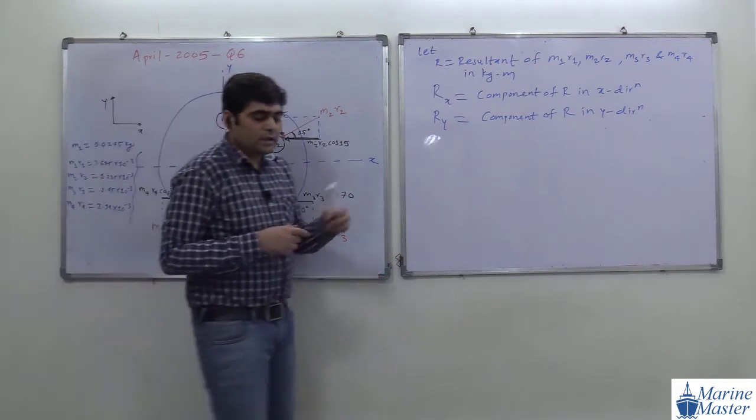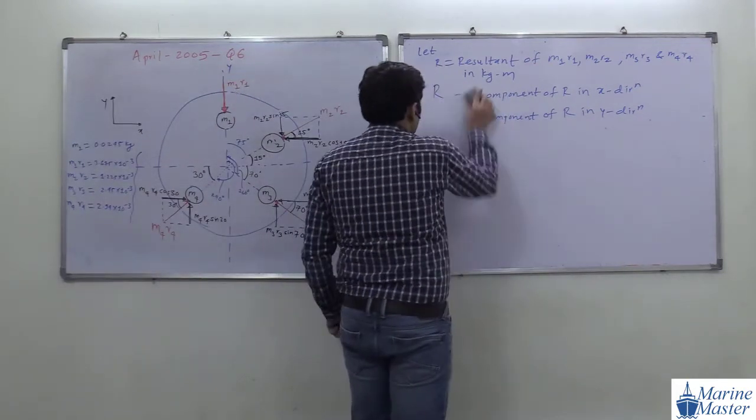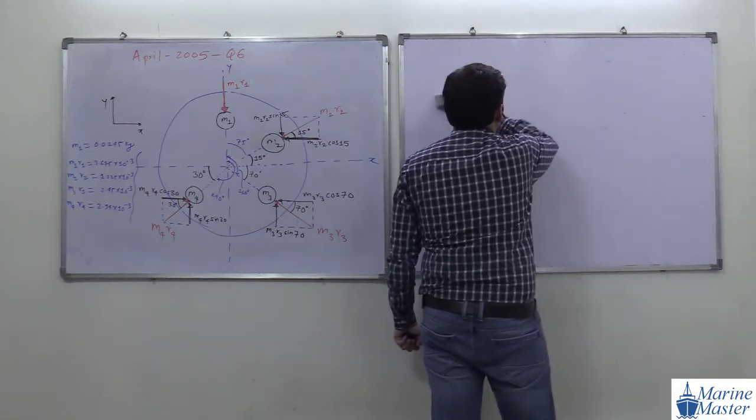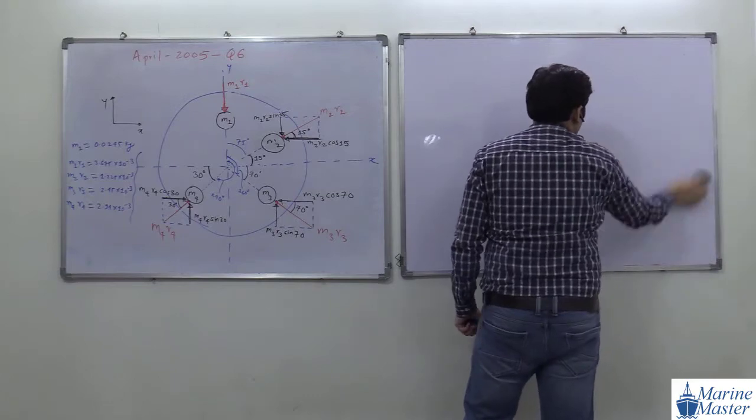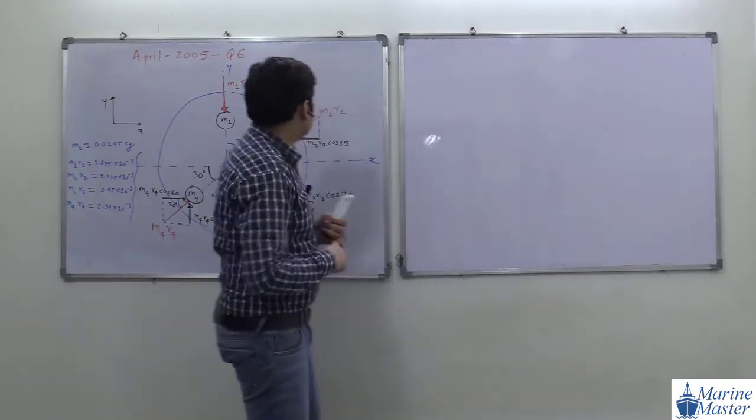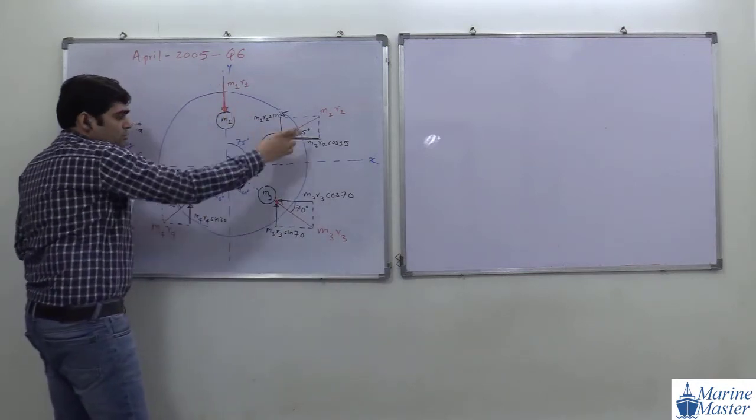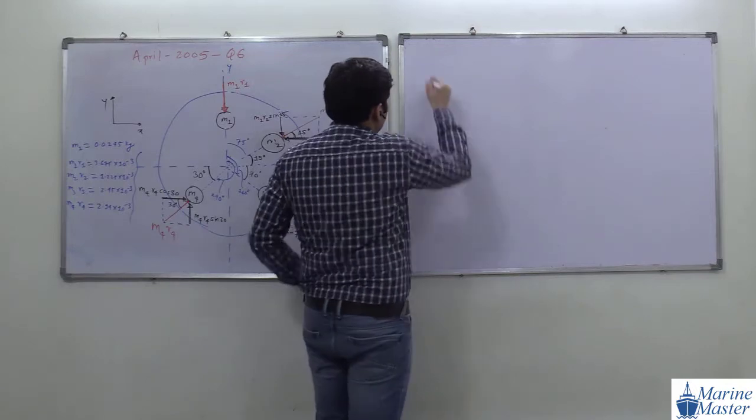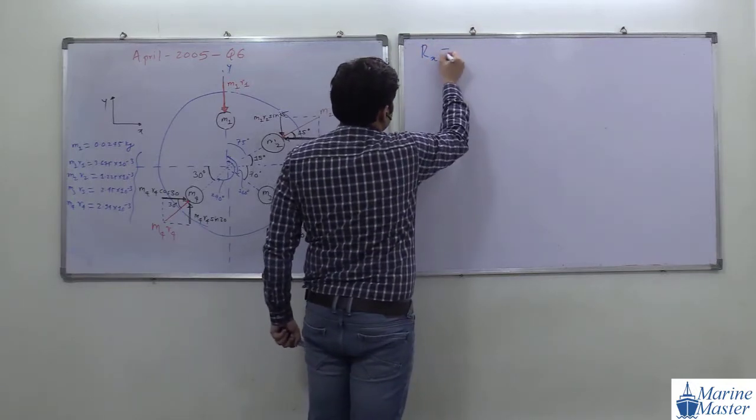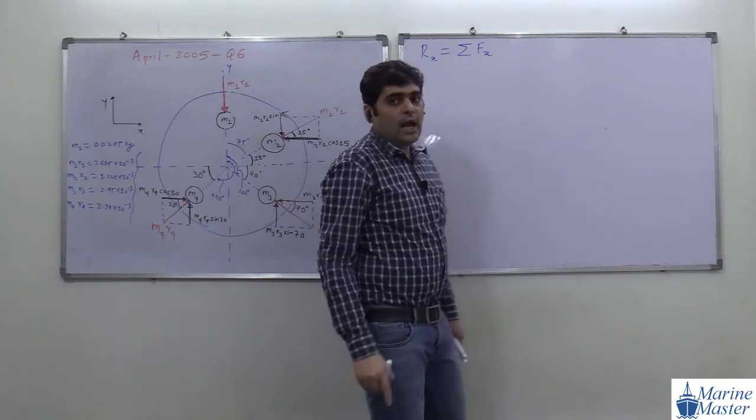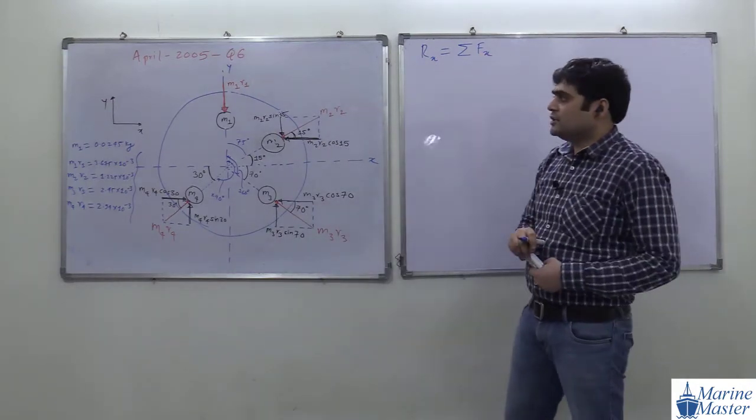Okay, good. Completed everyone? So now if you want to find out R, for getting R, what is our target? What we need, guys? Rx and Ry. And what is meant by R? The resultant of these four forces, M1 R1, M2 R2, M3 R3 and M4 R4. Okay. Now Rx will be what? The summation of forces in the x direction. And what are the forces here in the x direction?